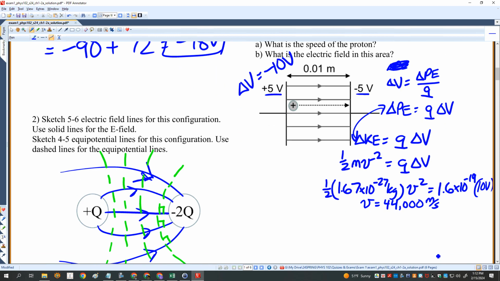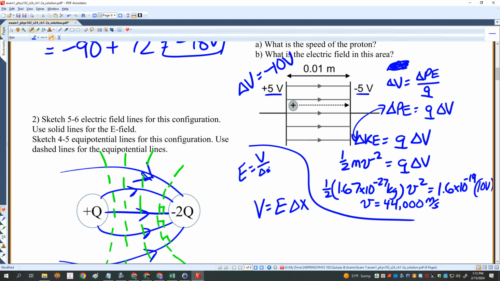All right. Then I want to know what is the electric field in this area. Well, the potential and the electric field are related in this way. This is a relationship we saw early on. In fact, if you remember that we said that E was equal to V over delta X, that's where we get those other units, volts per meter, for the electric field as opposed to newtons per coulomb, the relationship between V and our displacement.